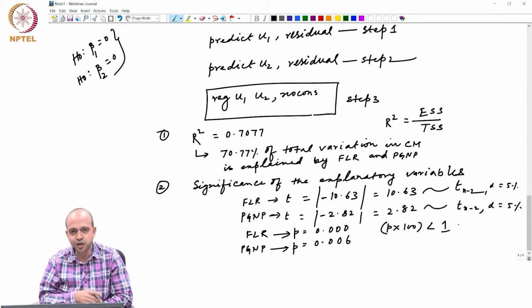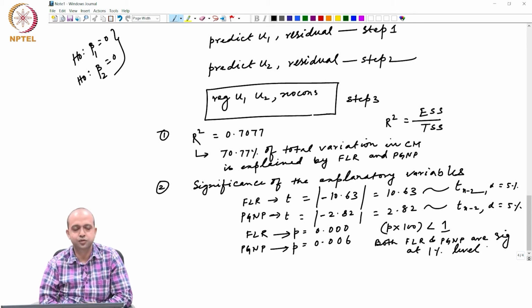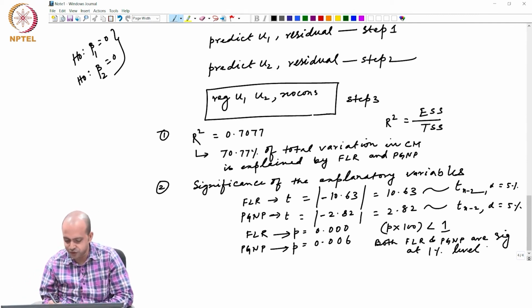So, using the p value, we can easily understand that both variables, both FLR and PGNP, are significant at 1% level. Following the p approach, we do not need to compare the tabulated value with the calculated one. So, this is called level of significance approach.